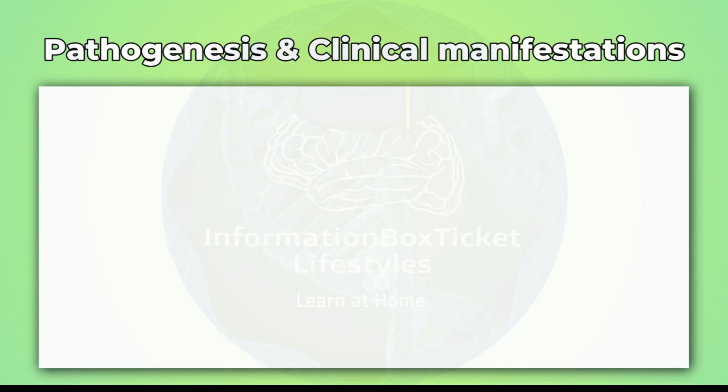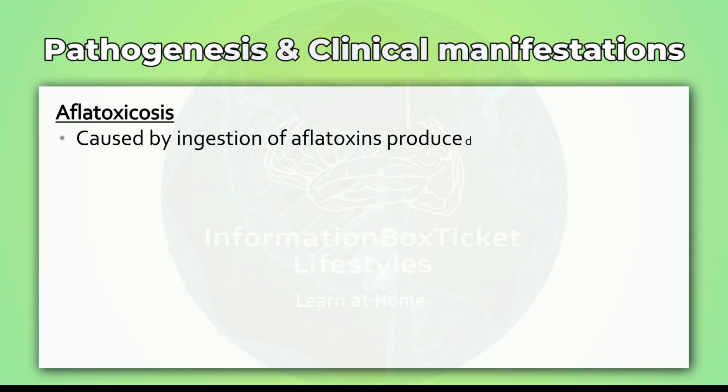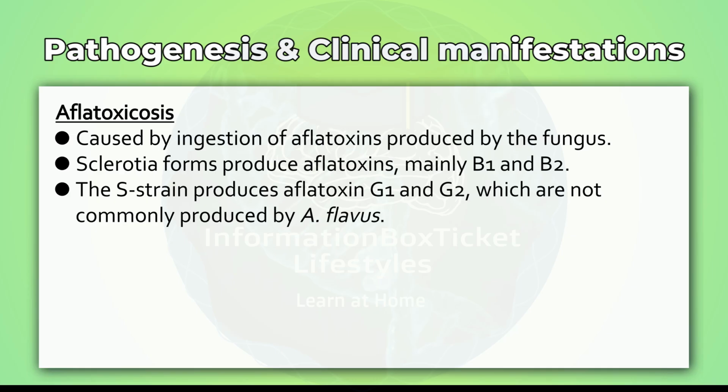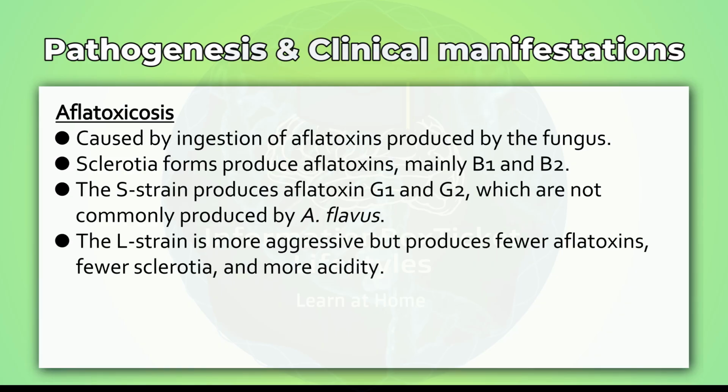Aflatoxicosis, caused by ingestion of aflatoxins produced by the fungus. Sclerotia forms produce aflatoxins, mainly B1 and B2. The S strain produces aflatoxin G1 and G2, which are not commonly produced by Aspergillus flavus. The L strain is more aggressive but produces fewer aflatoxins, fewer sclerotia, and more acidity.